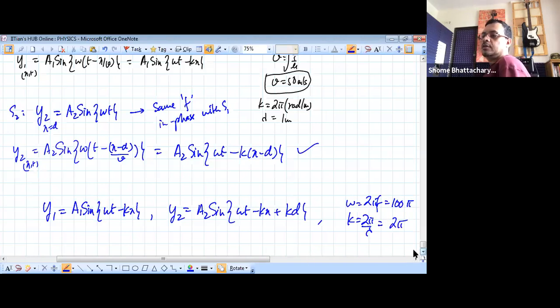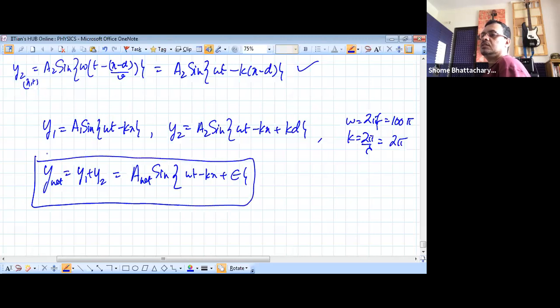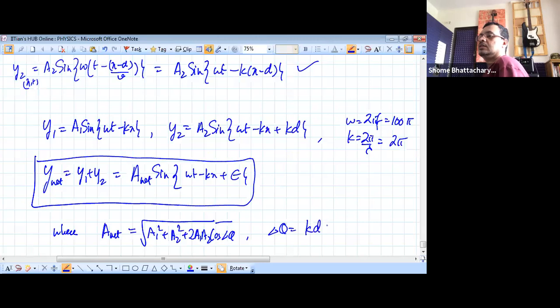Okay. So you can see that now the resultant displacement at a given point is y1 plus y2. So that will become some net amplitude into sine omega t minus kx plus some net phase term. This will be important, where you can see that E net is E1 square plus E2 square plus 2 A1 A2 cos delta phi, where delta phi is now how much? It is kd, the phase difference. So if you just subtract this term from this term, you can see that the phase difference is kd. So that is 2 pi by lambda into whatever that distance d is. So this is the net amplitude and this is the phase difference that it's creating.